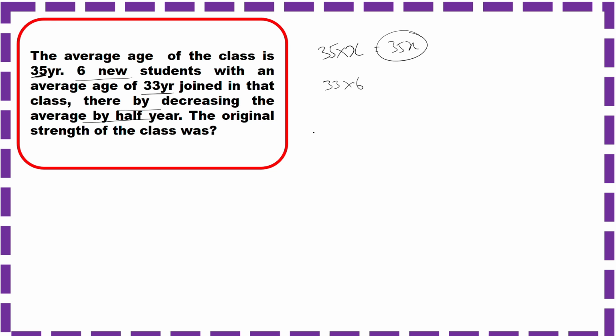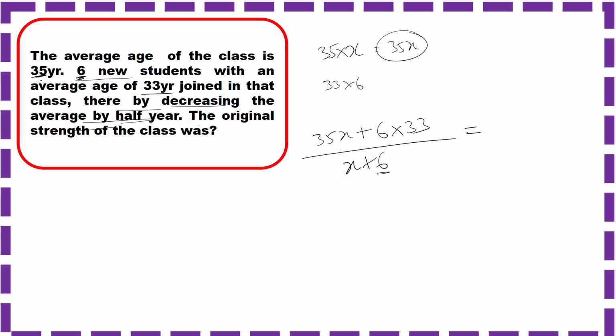So how can we make the equation now? 35x plus the newly joined students, so their total number of years, that is 6 into 33, divided by the number of students, x plus these 6 students. So x were the students before these 6 students joined, but after they joined, these 6 must also be in that class. So the total number of students of that class includes these 6. So this will be equal to the original average decreased by half a year.